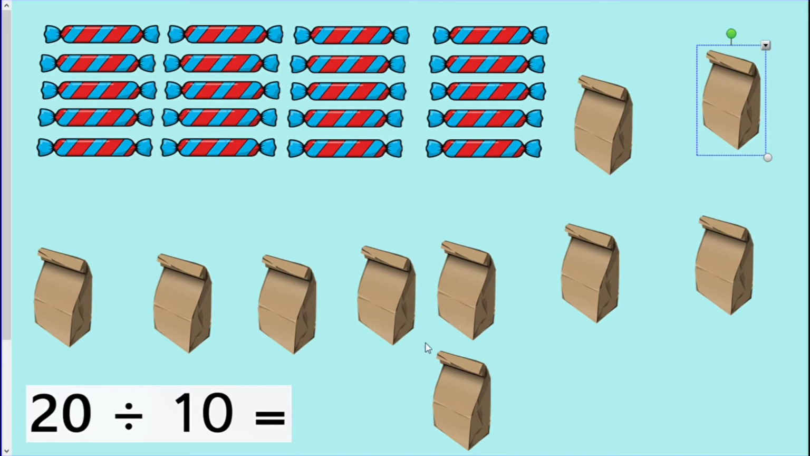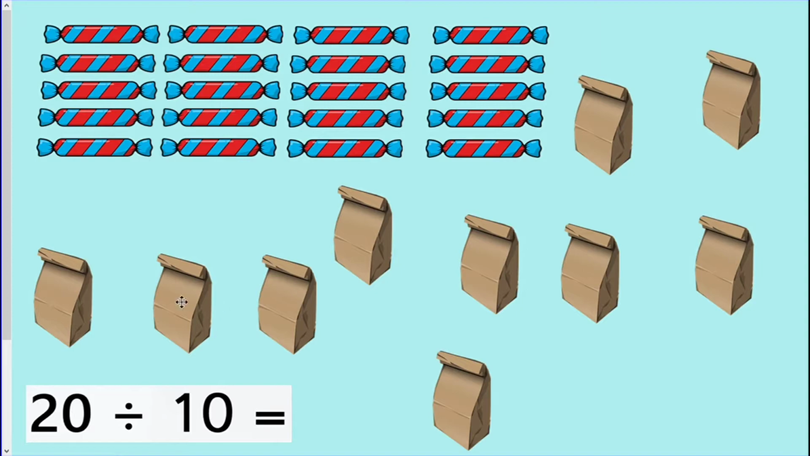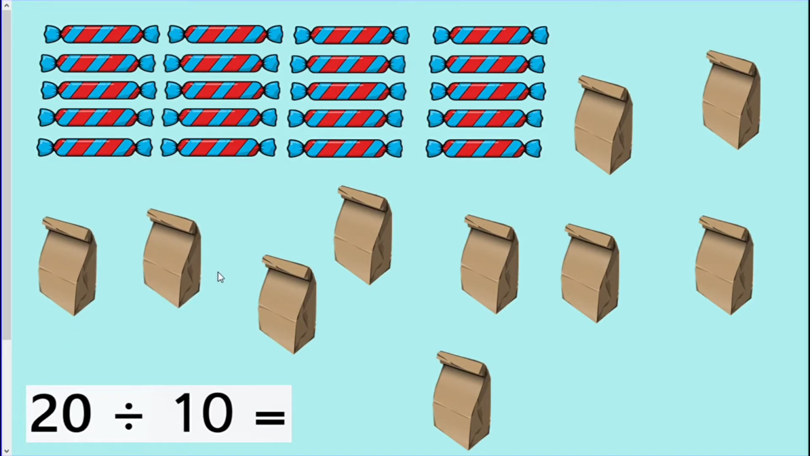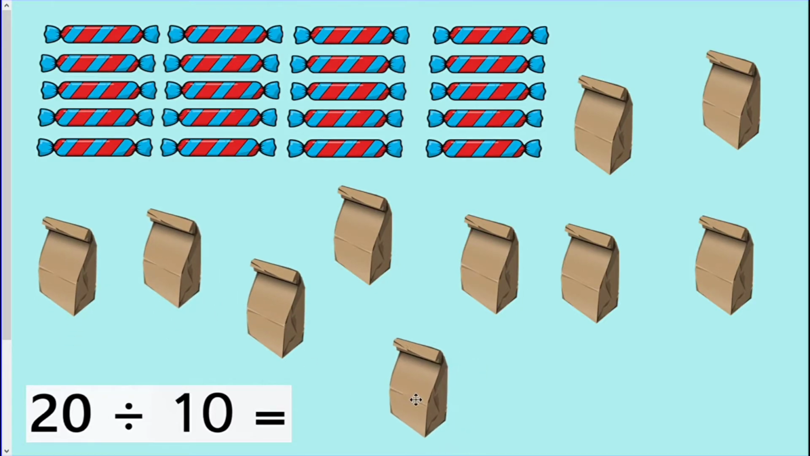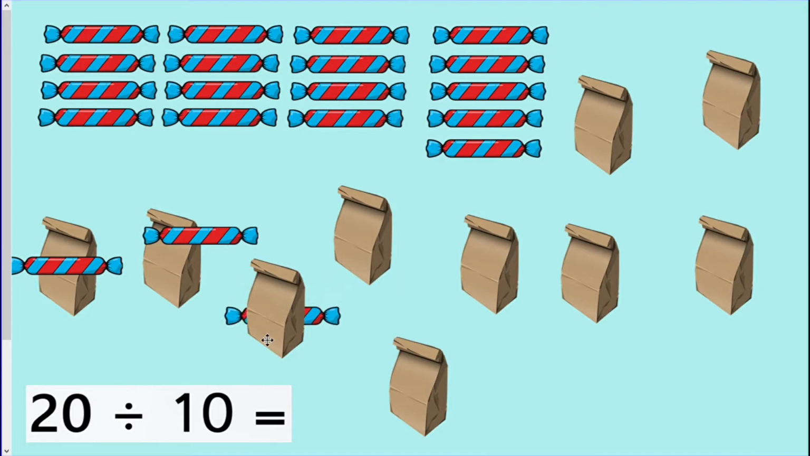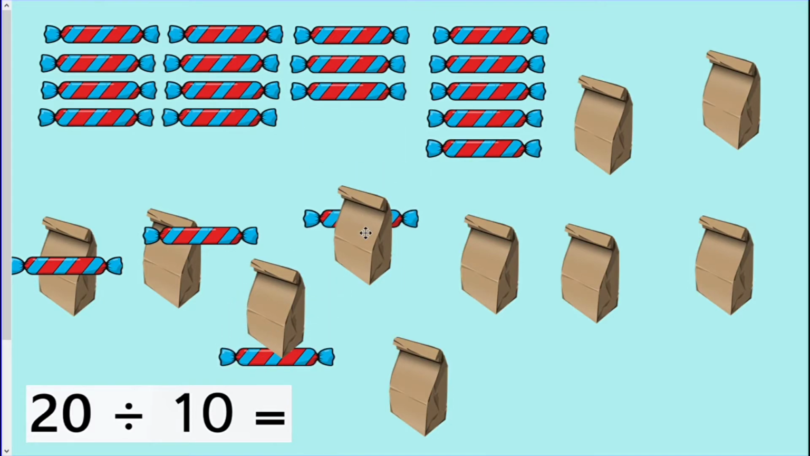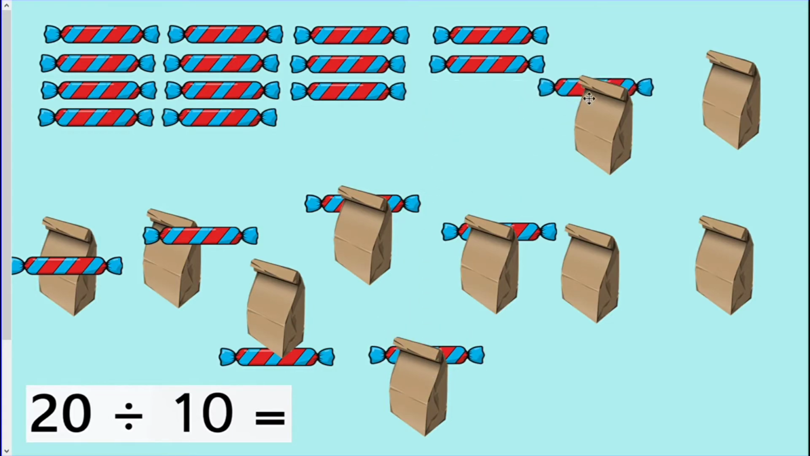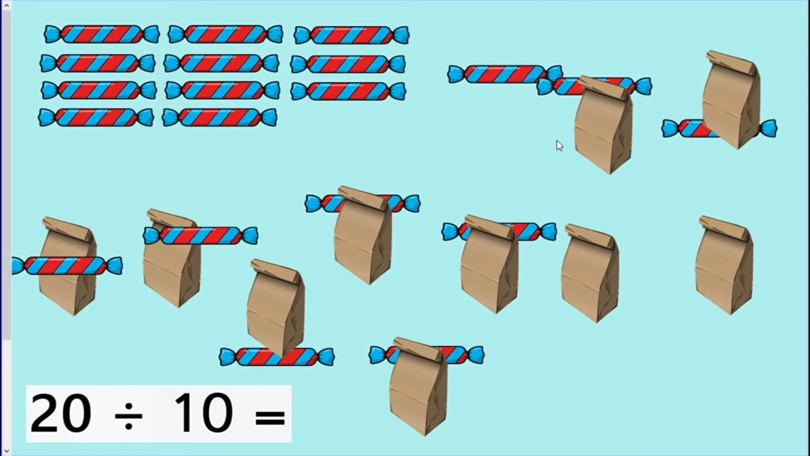So if I spread these out just a little bit, I have 20 sweets and I need to share them equally between 10 groups. Now in the last video we saw that we went just like this. I'm going to do 1. Oh, it's gone behind it. 2. Oh, well, I'll just have to put them there so you can see them. Hopefully you can see that. Maybe it looks like I'm putting them in the bag. There we go.